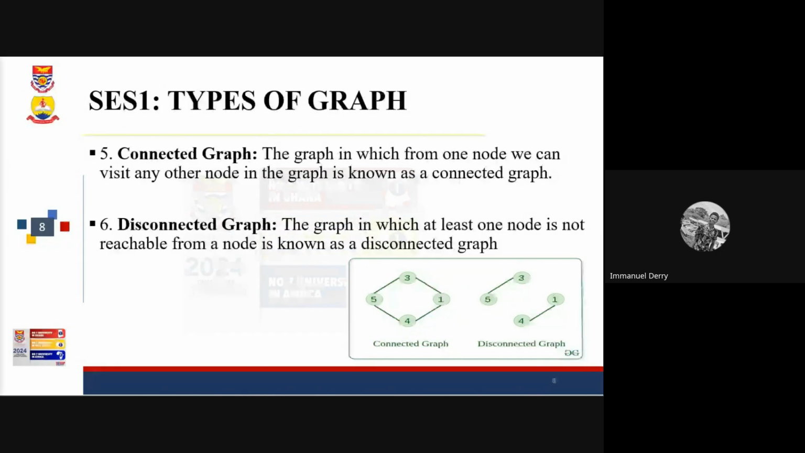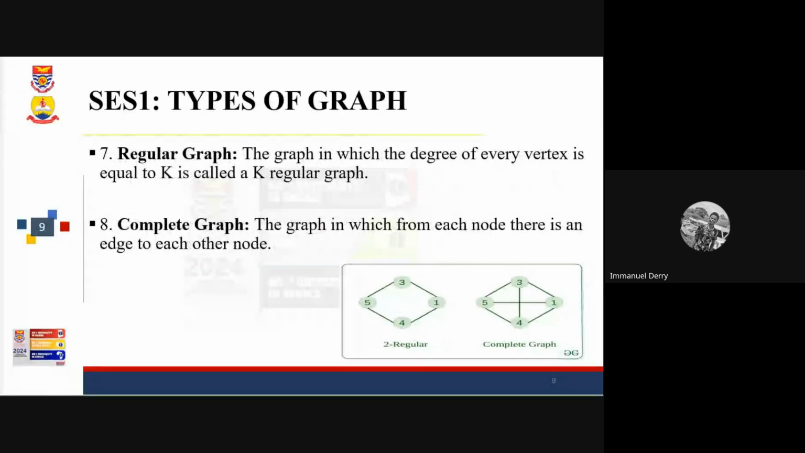All right, so let's move on. Now we have what we call a regular graph.